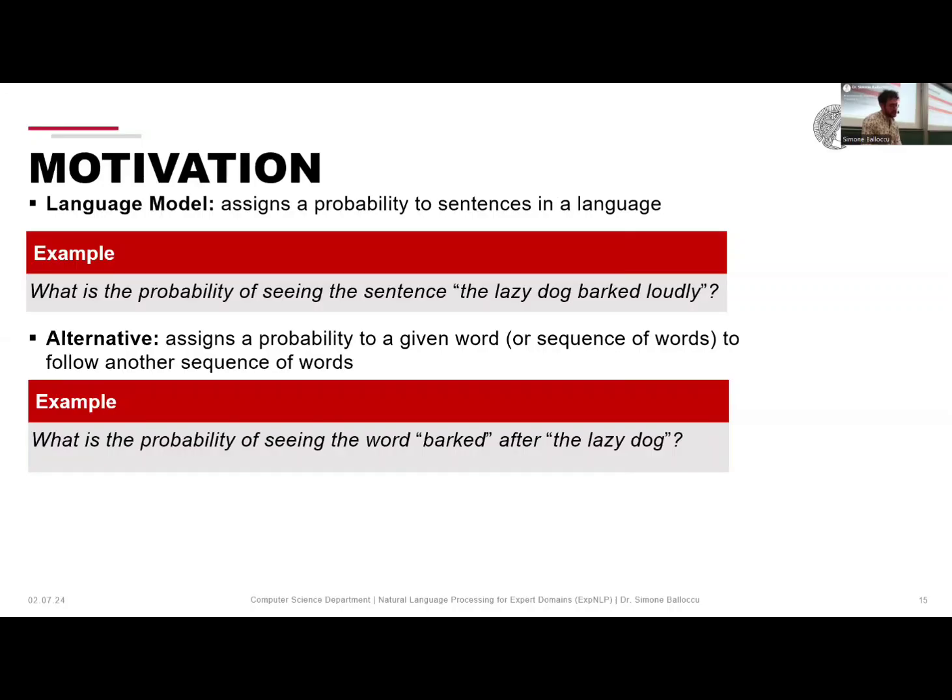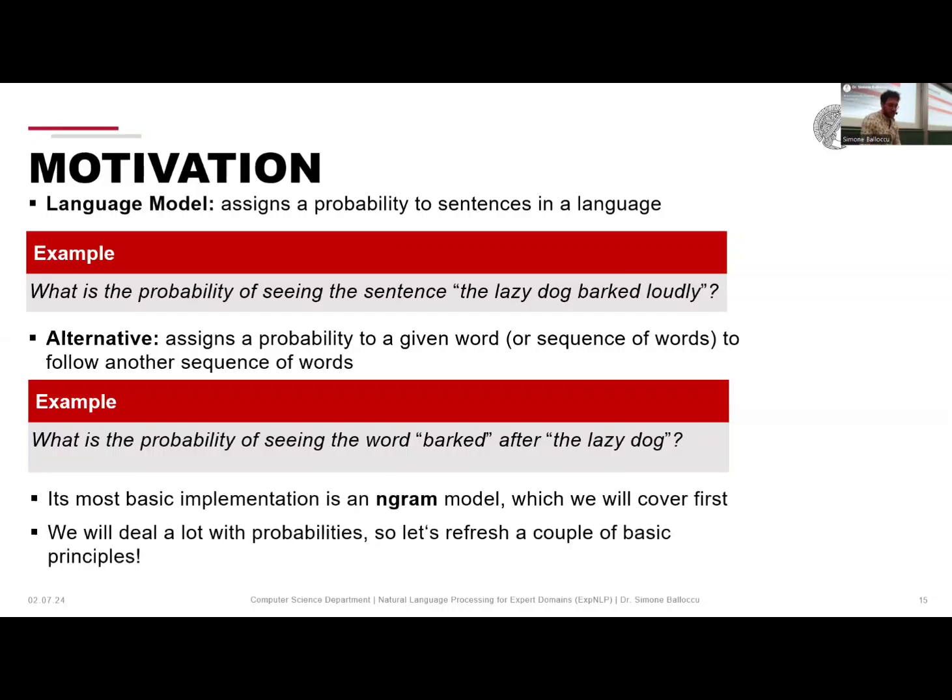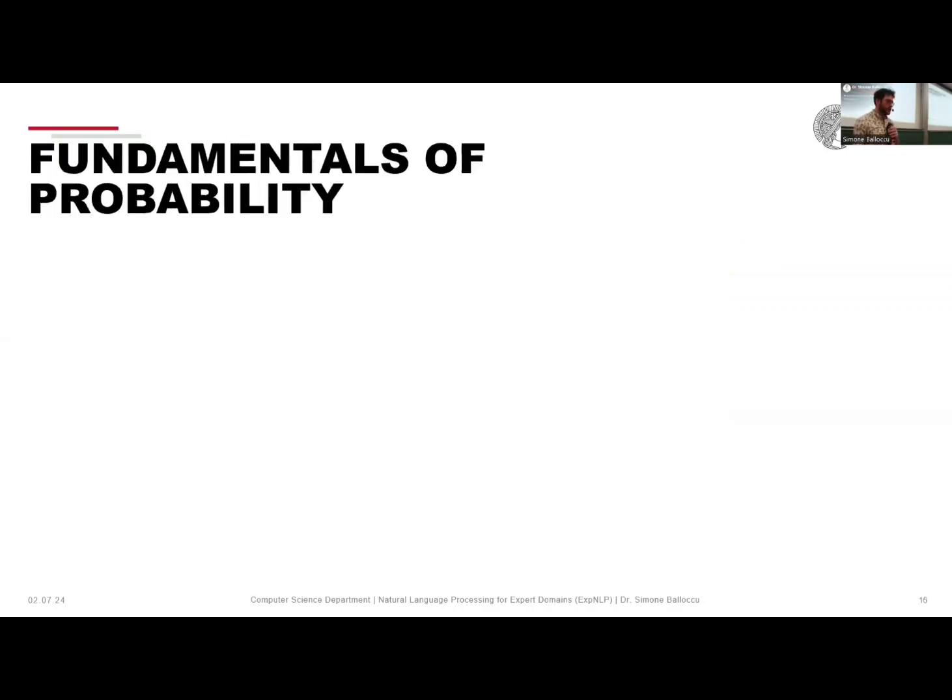At the most basic level, this is called an N-gram model, which is the first one we'll cover, then we'll get fancy. It's time not for math, but for probability, because we're gonna deal a bit with them. So let's refresh probabilities a bit. Don't worry, you don't need to know much of it.